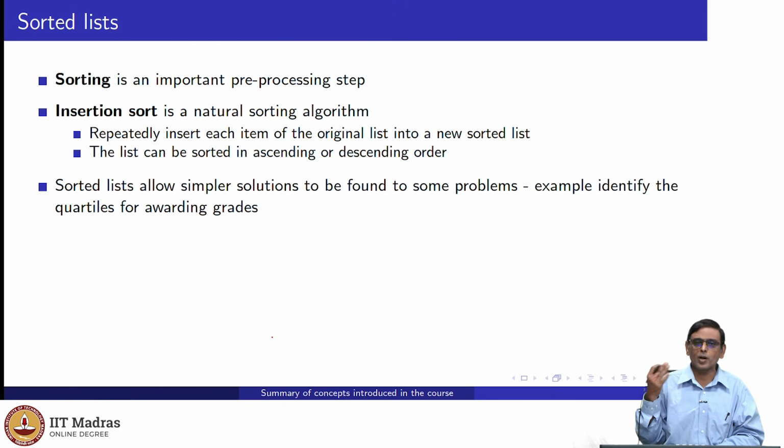Now when you sort the list, then you can do many things. Like for example, if you want to award grades, you just have to take the list, divide it into 4 parts and give the grades. Very, very simple. Okay. If it is not sorted, it's not possible. So it's easy to do things with the sorted list.